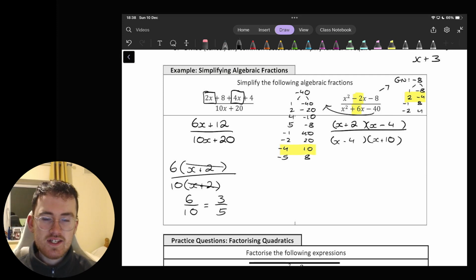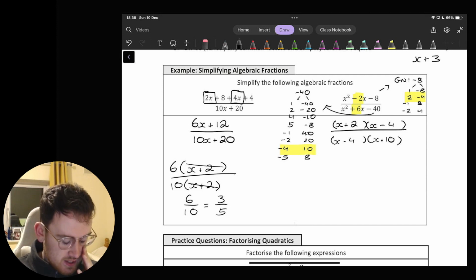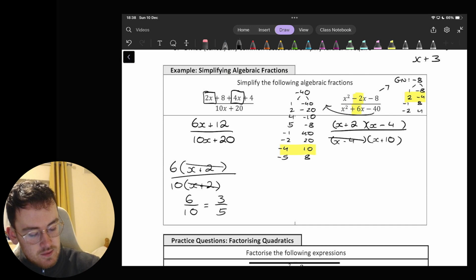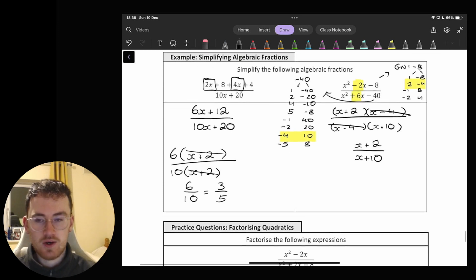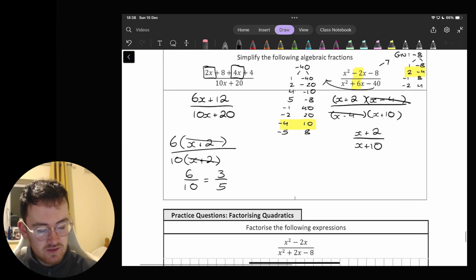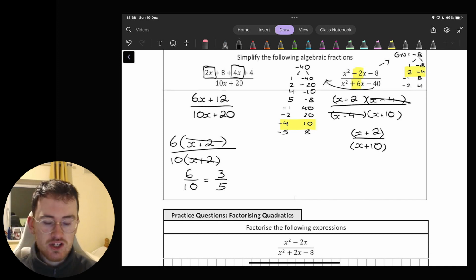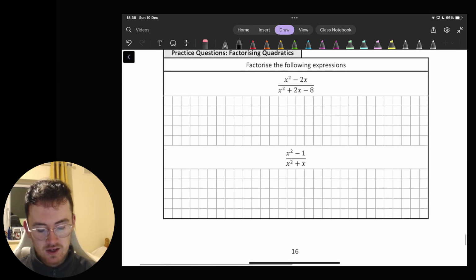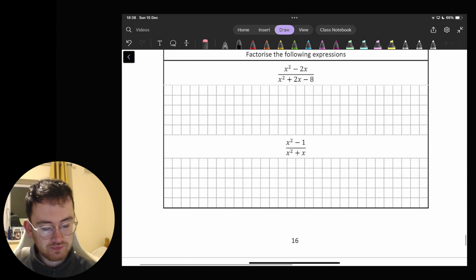So I've factorized the top and the bottom part there, and I can now see there's a common factor of x minus 4, which gives me an answer of x plus 2 over x plus 10 as my overall answer. And I can't simplify that down any further because these are expressions. Okay, these are expressions. I can't say, well, there's an x on the top and the bottom. I can't do that because there's a plus between them. So I can't cancel them out in this case. I have to stop there.